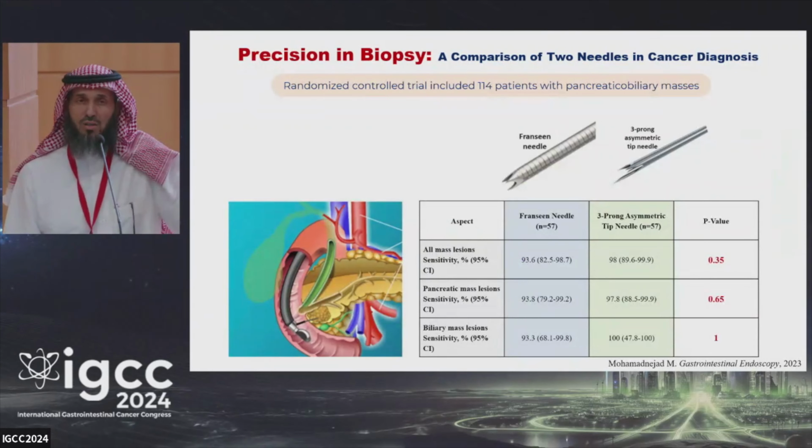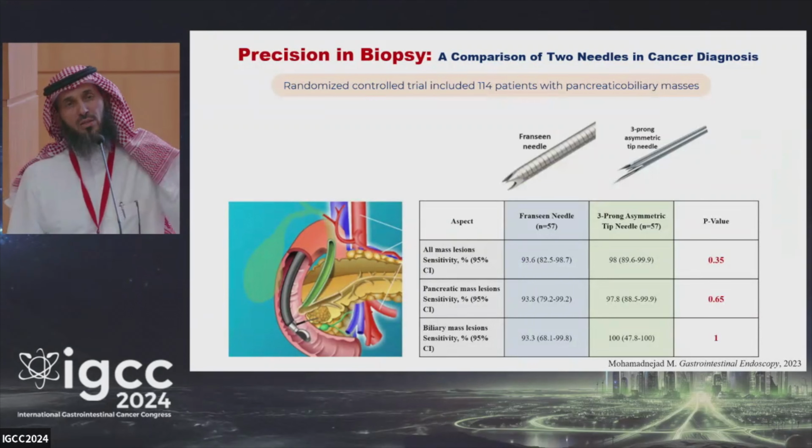We have a lot of studies, but I have to present at least one. People sometimes ask what type of needle you can use or how many passes. This compares the new design needle to the Franseen needle. There is no difference between them, and you see the sensitivity here is very high, and you can diagnose the patient in 93 to 98%, compared across all lesions, pancreatic alone, or maybe other biliary masses.